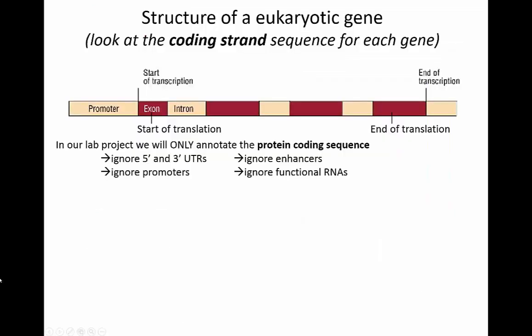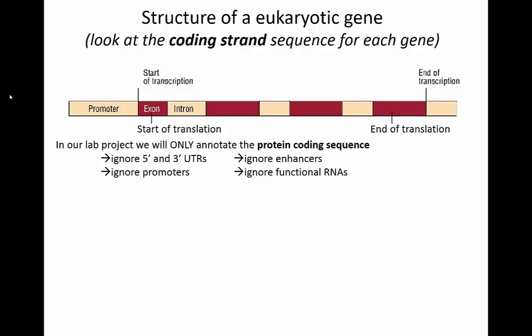So what we're going to be looking for is simply we'd like to identify all of the genes that are found in that raw DNA sequence. We are only going to be looking at protein coding genes. And in fact, we're going to ignore the rest of the parts of the gene that are the non-protein coding regions. So we are going to be ignoring the 5' and the 3' untranslated regions. We're going to ignore the promoters, enhancers, any genes that don't actually code for proteins like functional RNA genes.